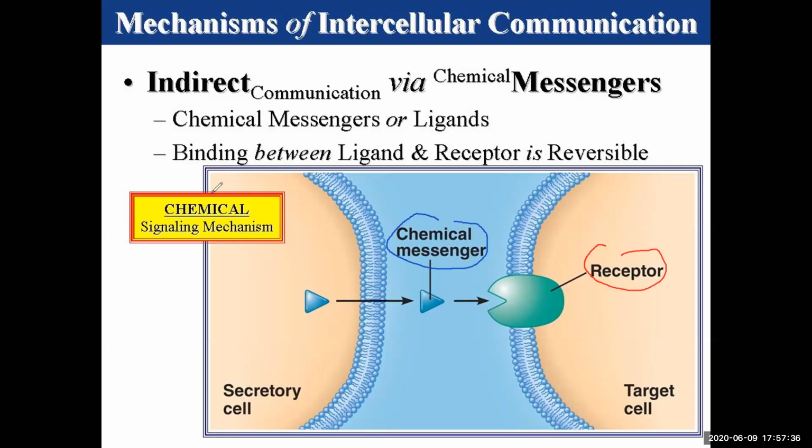So chemical signaling requires two things. It requires the chemical messenger and requires a receptor. And the interaction between the chemical messenger and the receptor is exquisitely specific. It's beautifully specific. And you want that specificity.